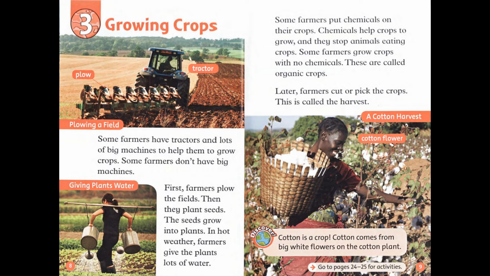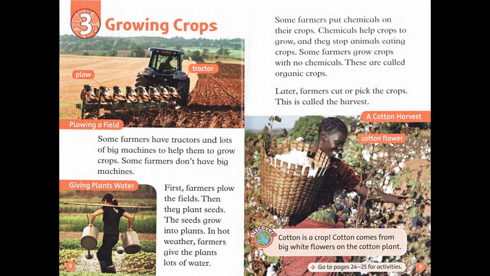Chemicals help crops to grow, and they stop animals eating crops. Some farmers grow crops with no chemicals. These are called organic crops. Later, farmers cut or pick the crops. This is called the harvest.